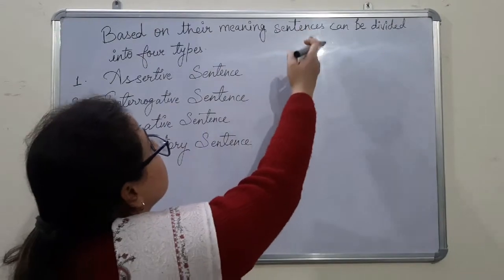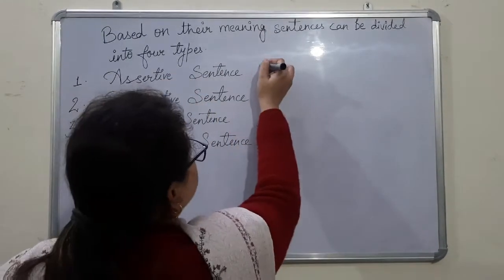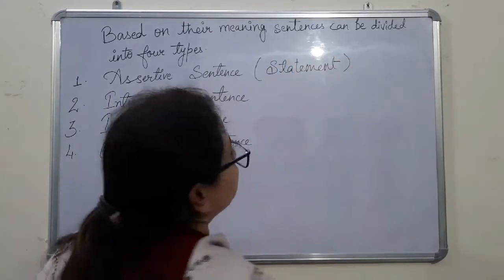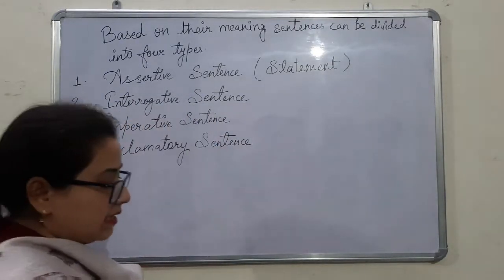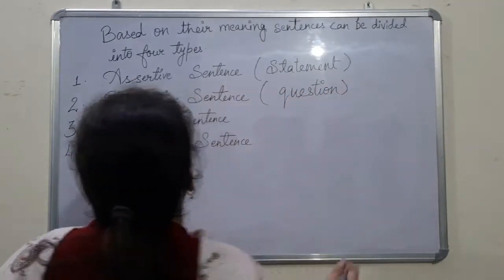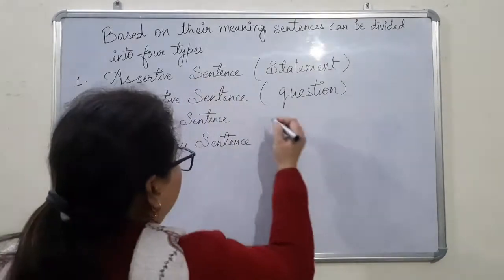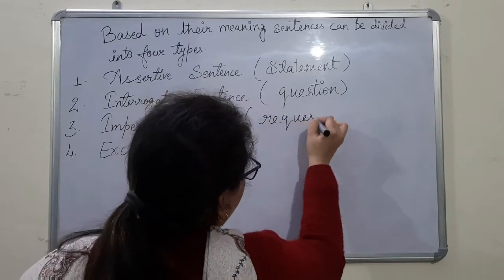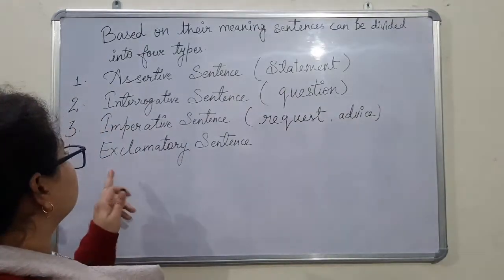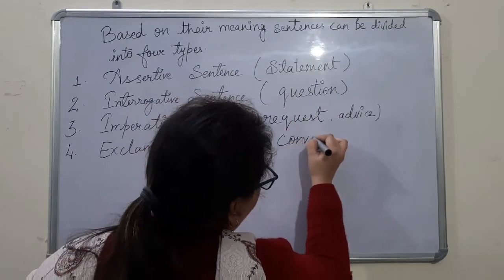Based on their meaning, sentences can be divided into 4 types. Number 1 is the assertive sentence. An assertive sentence is a statement, which tells us about a statement or fact. Next is the interrogative sentence. Interrogative is what? Question sentences. Question based sentences. Next is imperative sentences, like request, advice. Last but not the least, the exclamatory sentence. Exclamatory sentences convey strong feelings.